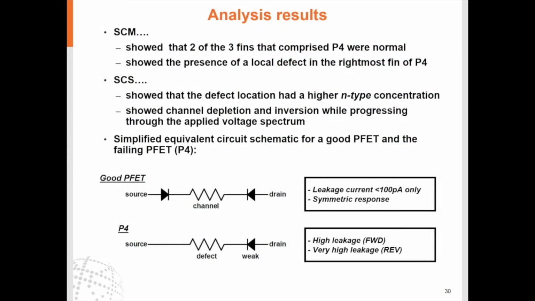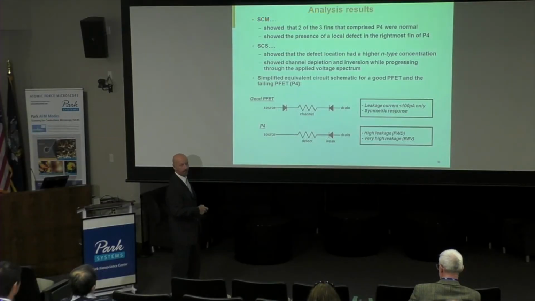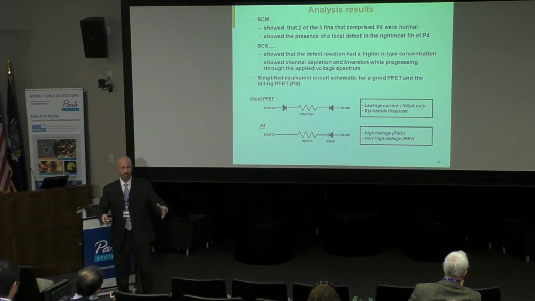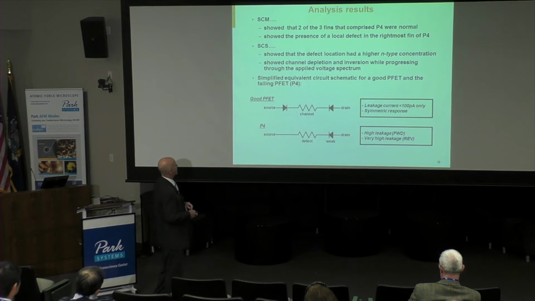When we swap the bias conditions around on the device, we have very high leakage, because now this device is forward biased and we have nothing to block it over on this side. So that essentially corroborated the electrical results that led us to this particular device.